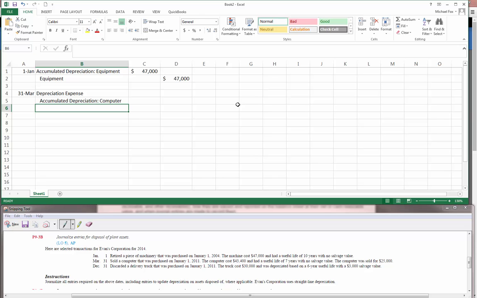We can recognize a couple things. I'm just going to make some little notes over here, just using this as a little notes area. So our cost is $43,400. Our useful life was 7 years. Salvage value is 0.